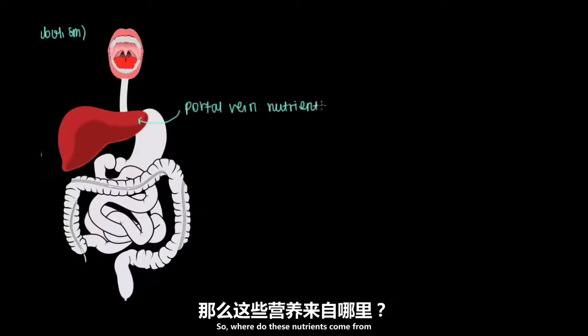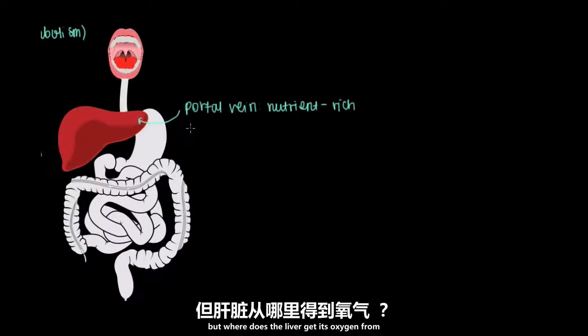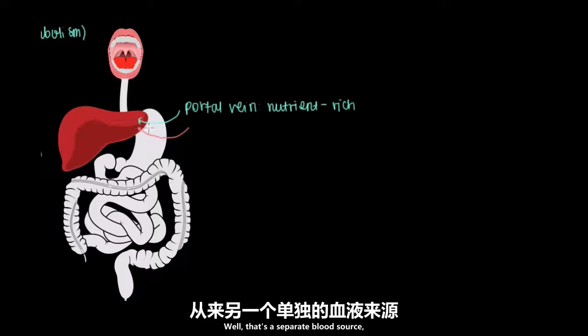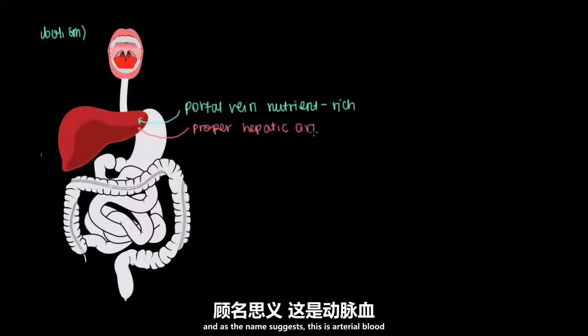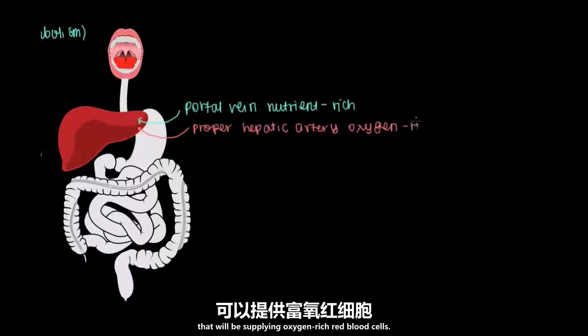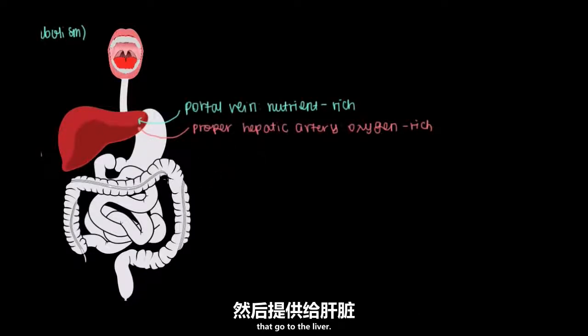Nutrient-rich. So where do these nutrients come from? Well, food that's absorbed in the intestinal tract will then go through the circulation and end up in the portal vein to be delivered to the liver for metabolism. And so we can consider this blood to be nutrient-rich. But where does the liver get its oxygen from? Well, that's a separate blood source, and that's actually through what's called the proper hepatic artery. The proper hepatic artery. And as the name suggests, this is arterial blood that will be supplying oxygen-rich red blood cells. So great, these are the two different sources of blood that go to the liver.